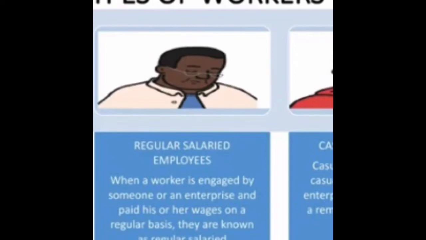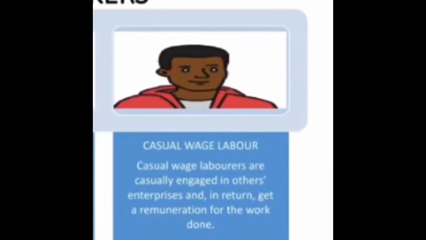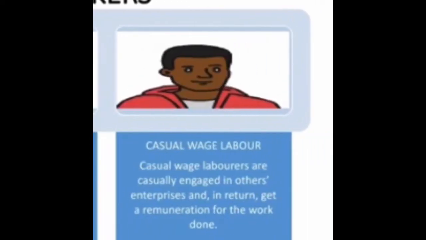Like your teachers get paid in terms of salaries every month, so your teachers become regular salaried employees. So all those people who get paid in exchange for their work on a regular basis are known as regular salaried employees. Next we come to casual wage labor.